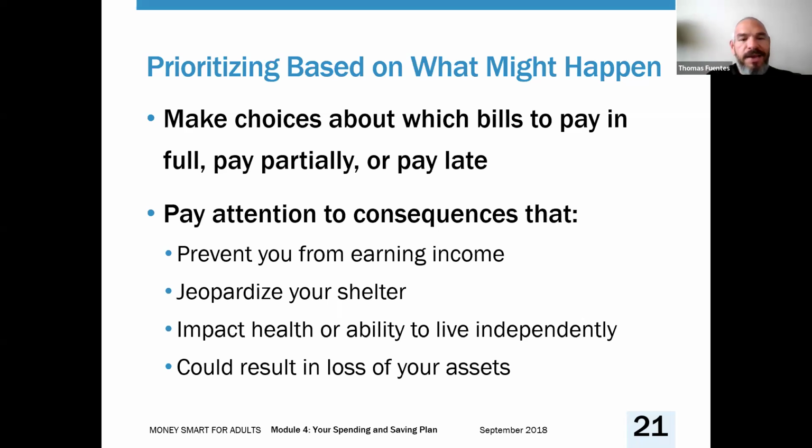So bottom line, when we lay out consequences, what will prevent me from earning income, right? I'm going to make that payment to where I'm renting because I don't want to jeopardize my shelter. So you almost have to make a pros and cons list to help you decide how you're going to prioritize these payments, right?